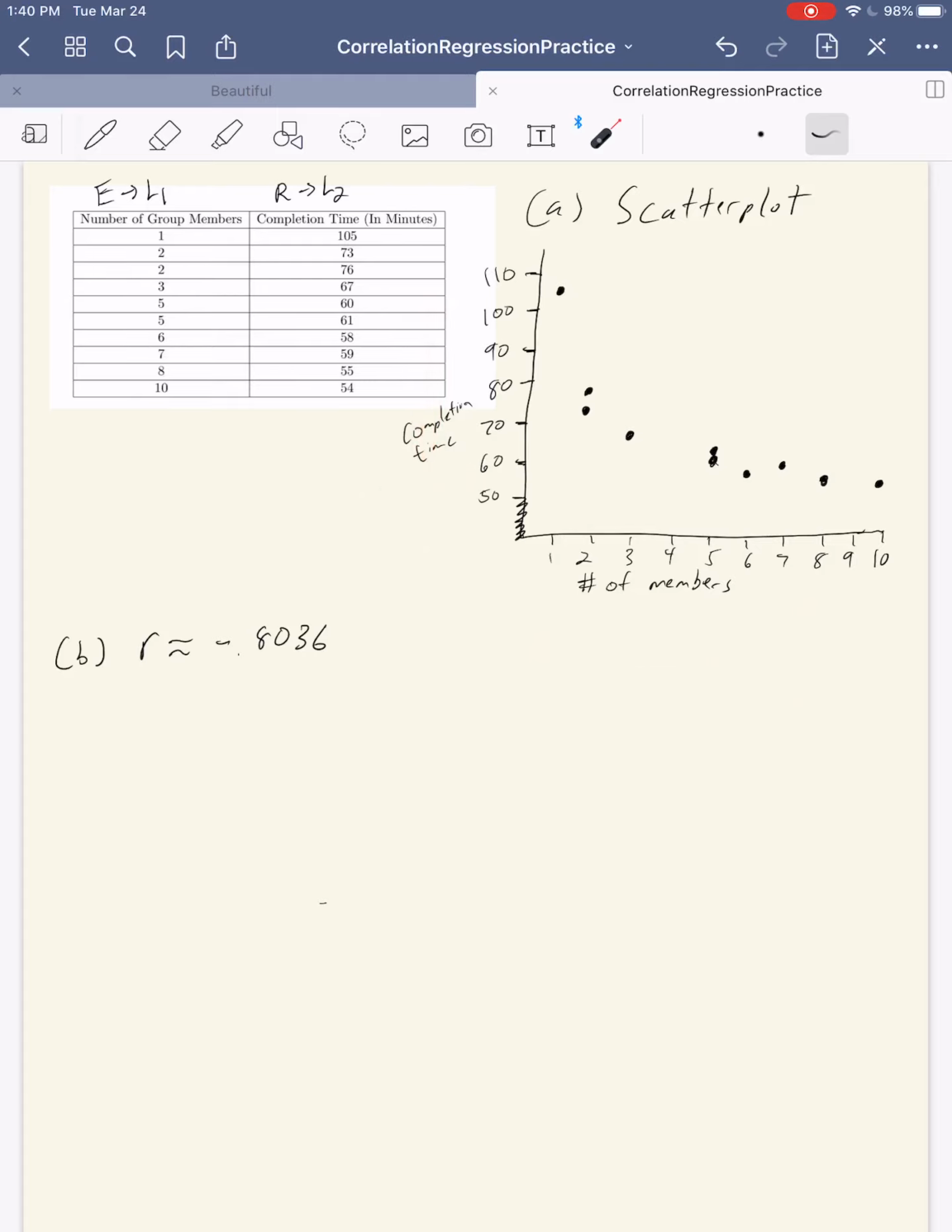The more people you have, the faster you should be able to get the stuff done. This is a pretty decent correlation coefficient, right? Negative 0.8 is pretty close to negative 1. We can check if it's strong enough by using table E. So let's go ahead and do that.